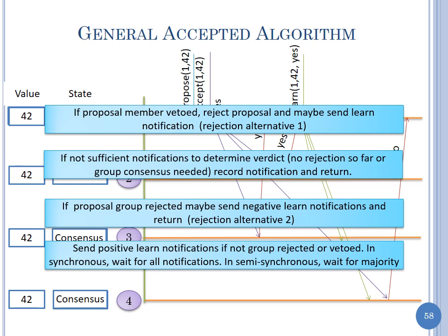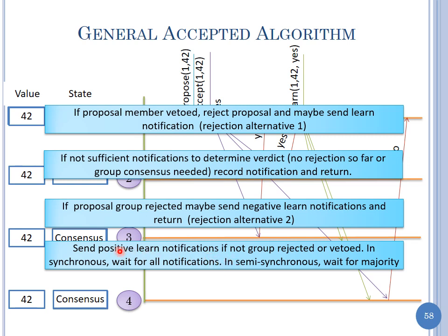And there are 2 cases here. So if bad news comes in, say a rejection or a veto or a group rejection, we can send the learn notification. Here we send the learn notification when we got a rejection, and here also we sent a learn notification when we determined rejection. So bad news can go quickly. The good news may or may not go when it is determined.